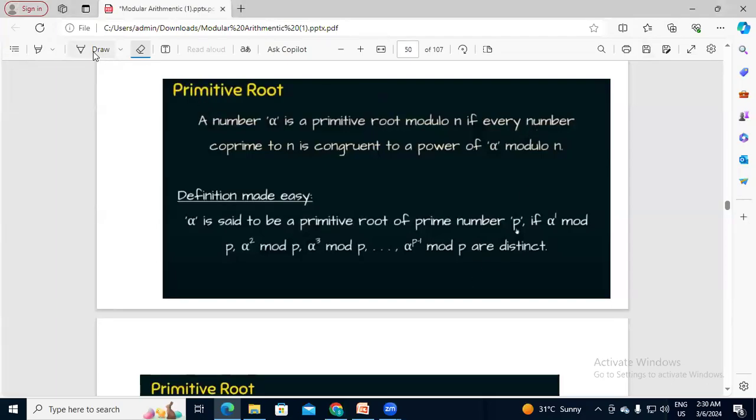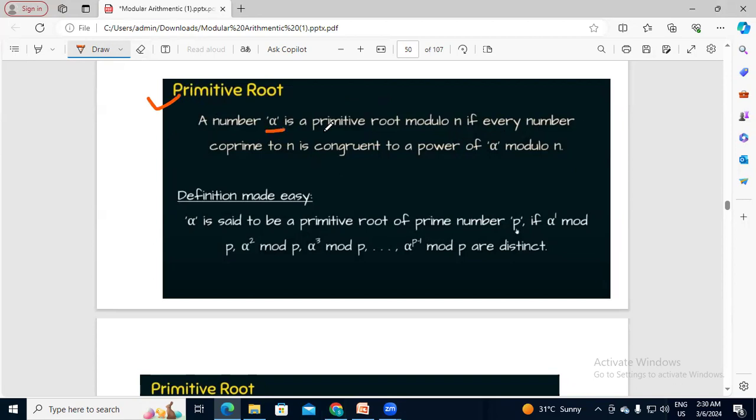So, in continuation with the last lecture on modular arithmetic, in today's lecture we will be discussing a few things about modular arithmetic. The very first concept is primitive root. So, what is primitive root?